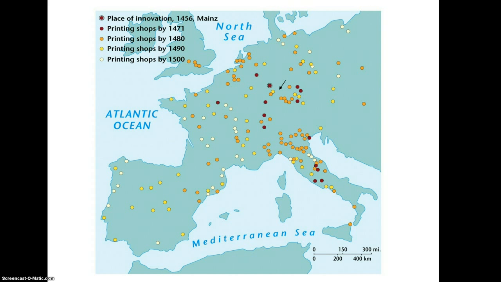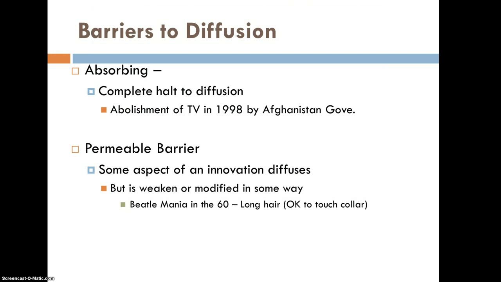Here's an example of hierarchical diffusion, where the printing press was innovated in 1456, and that's the place by the arrow. And you'll see that it skipped around. So it went from large cities, then infilled to the medium cities, and then the printing press wasn't seen by the smaller cities until much later. There are also barriers to diffusion. So there are absorbing barriers that completely stop diffusion, and permeable barriers that let some diffusion through, but change it in a way.